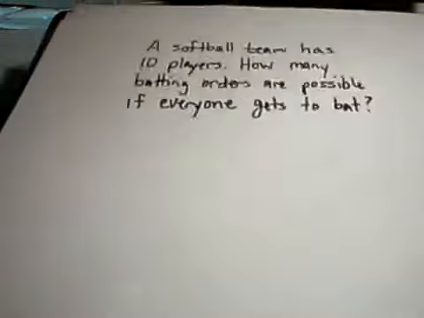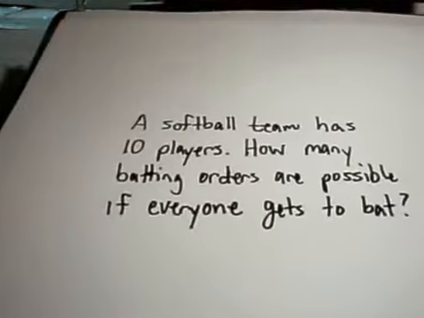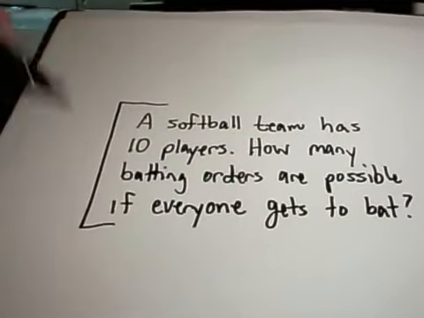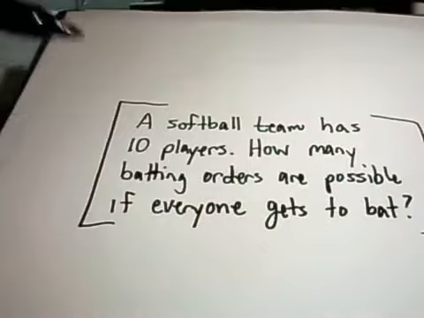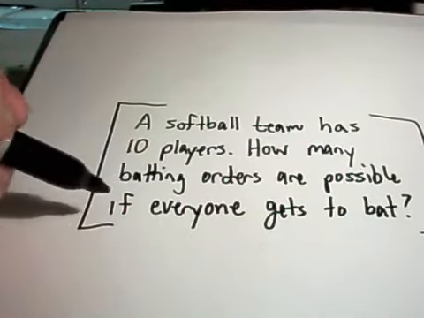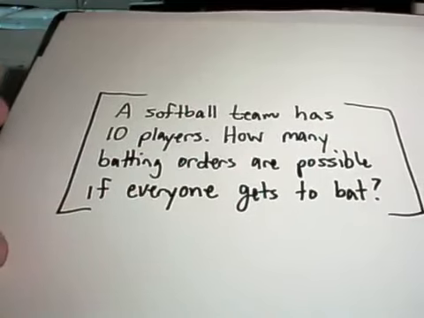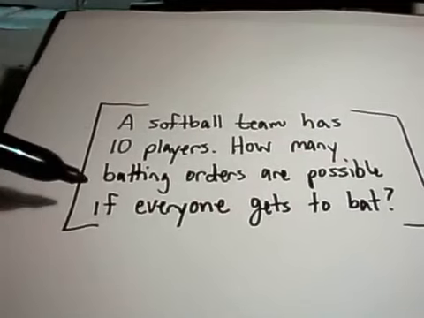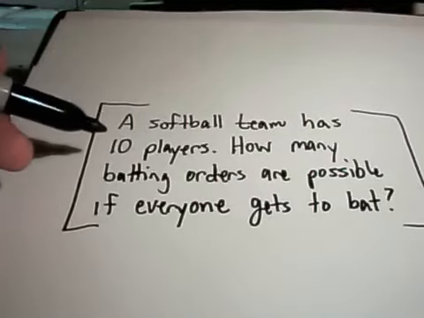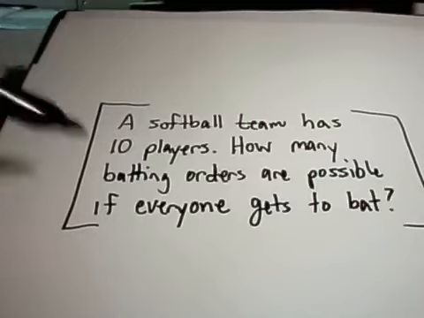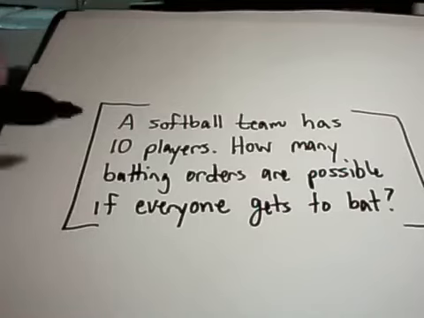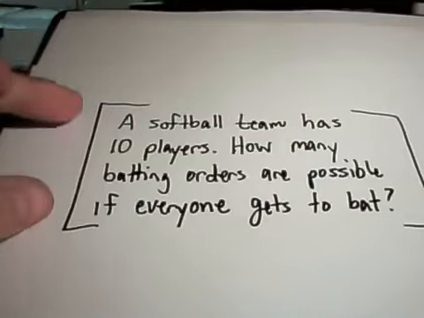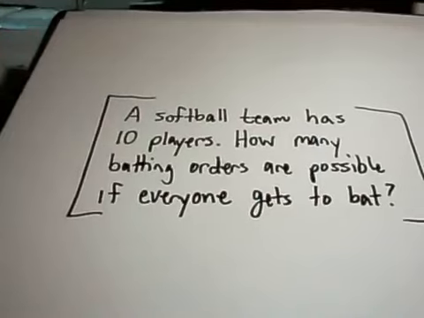Alright, so one more example of using permutations. In this problem, it says a softball team has 10 players, and we want to know how many different batting orders are possible if everyone gets a chance to bat. Well, in this case, again, we're sampling without replacement, because if I get to bat first, I don't get to bat 5th as well. I go once and then everybody else gets their turn. And the order matters because it's going to be a different ordering. So maybe I go first, you go second. That's a different ordering than if you go second and I go first.